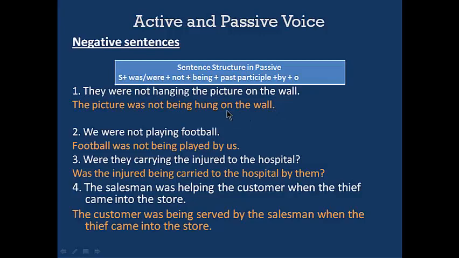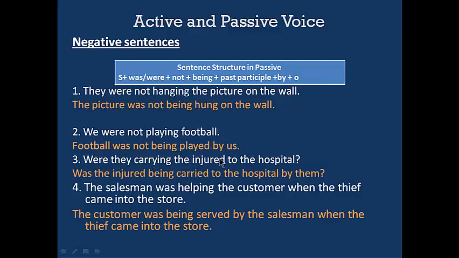Please do not disturb the place of the prepositional phrase here, otherwise it will give a different meaning. For example, the picture on the wall was not being hung, which actually gives a very different meaning. So it is advisable to keep prepositional phrases in the same place. We were not playing football. Football was not being played by us.